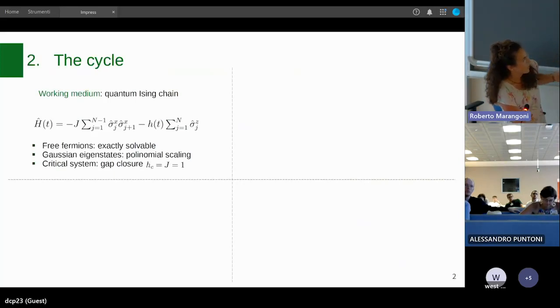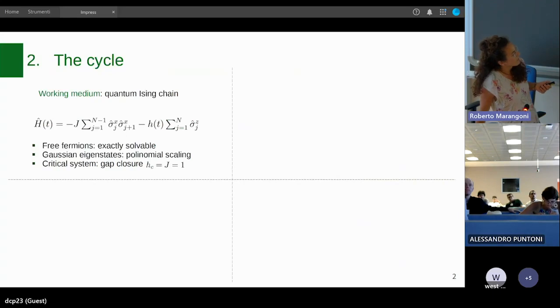So the working medium is the quantum Ising chain. For those that are not experts, the quantum Ising chain describes a set of spins interacting nearest neighbor along the x direction, and then there is some transverse field. This transverse field is modulated in time. This system is pretty interesting because it's a free fermion system, so we can solve it exactly.